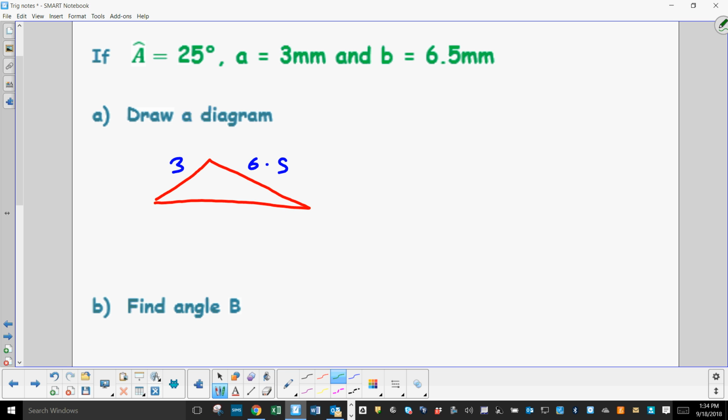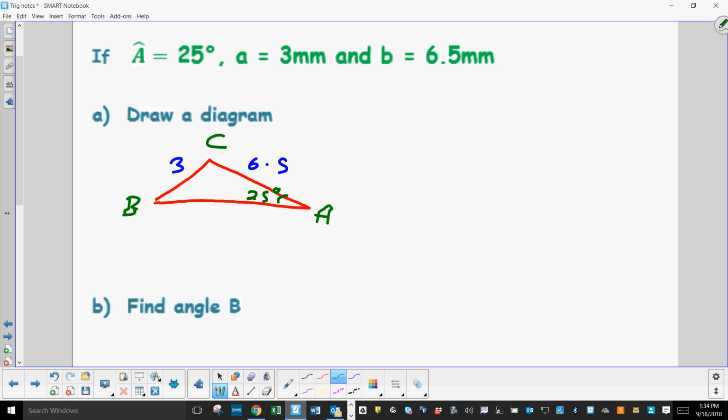So side A is 3, and that means angle A is down here. Angle A is down here, and it's 25 degrees. Which means that side B, according to the question, is this one, and down here is angle B, and that one's C. Because angle A is opposite side A, angle B is opposite side B.